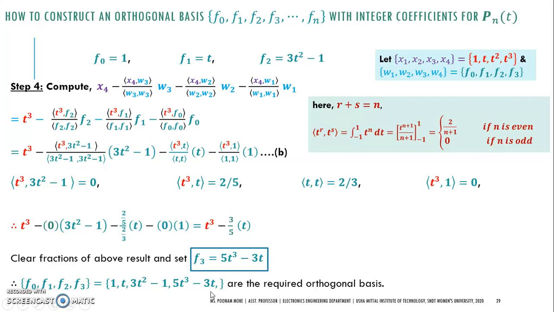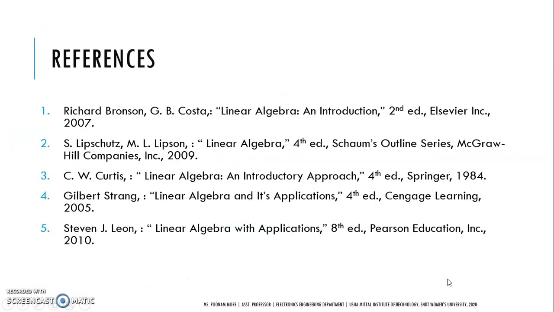If the orthonormal basis is to be found, then you simply divide these terms by their norms. So you divide f0 by its norm to get the normalized value for f0. Similarly, the other vectors you can normalize to get your orthonormal basis. Thank you.